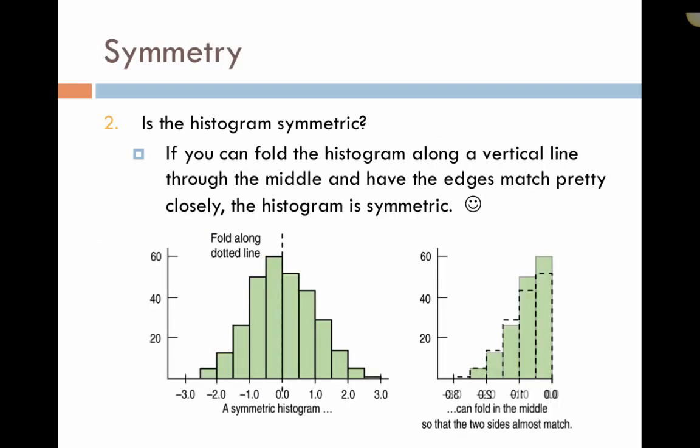Moving on to symmetry, a histogram can be symmetric if it's folded in half and can be the same on both sides. It does not have to be exactly the same. We're looking for it to be approximately symmetric, and that will work for us. So with this histogram here, you can see that if you fold it in half, there are some differences. Those differences are okay because we're only looking for it to be approximately symmetric.